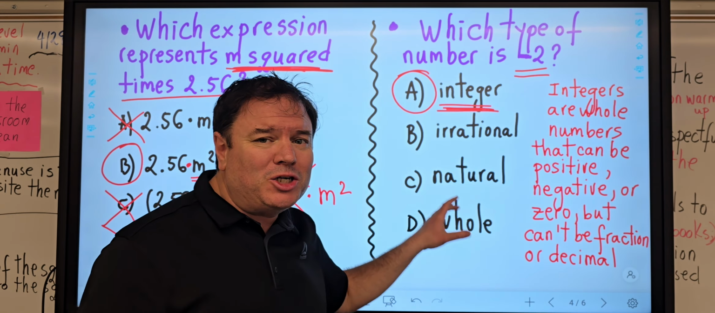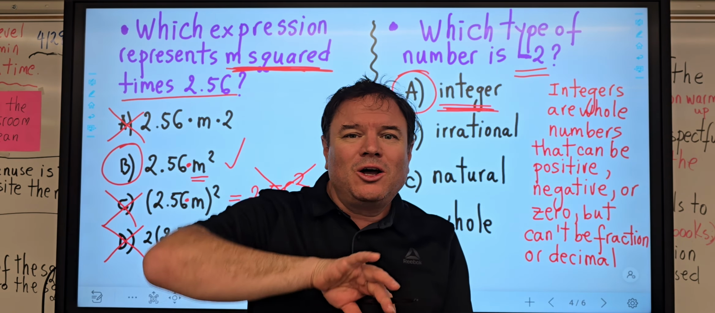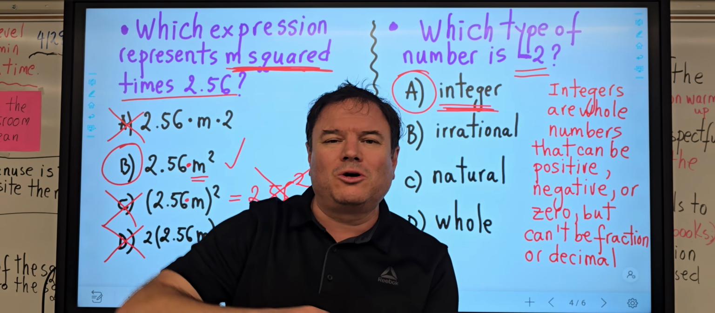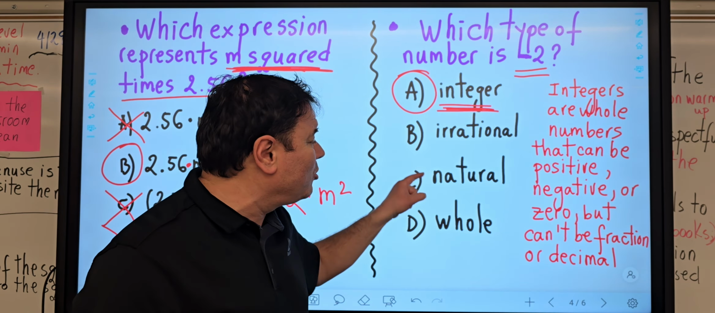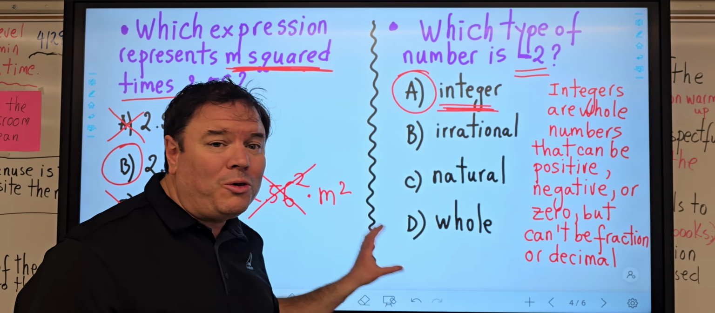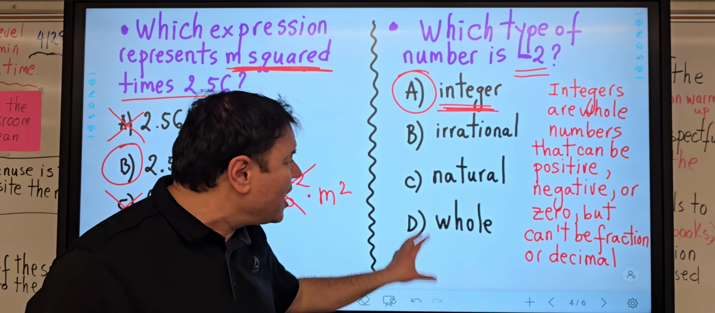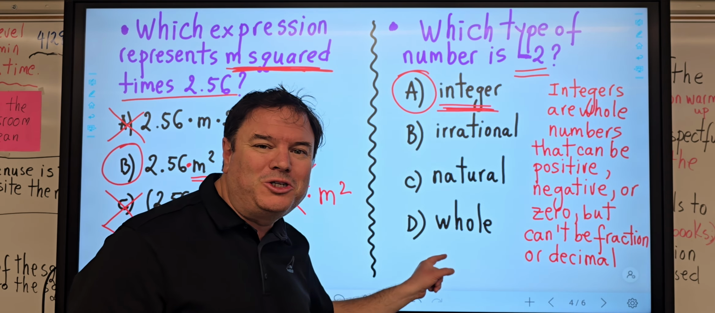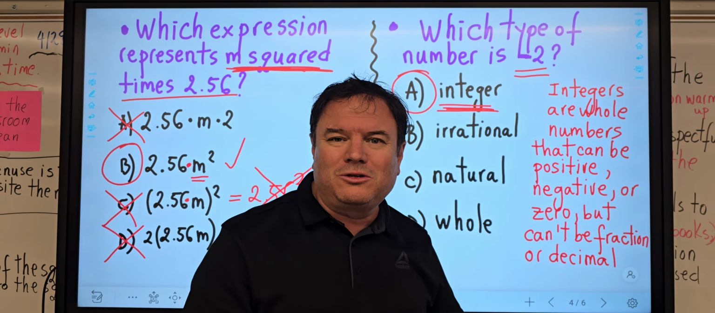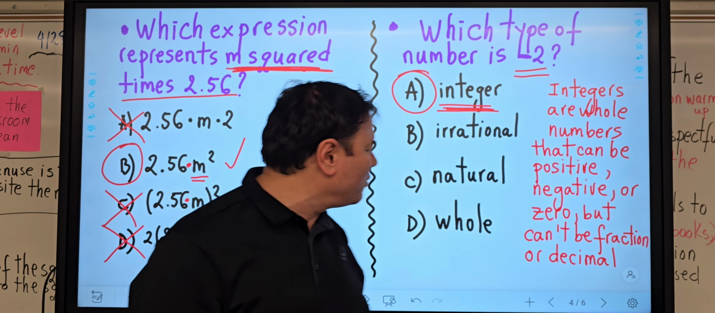And natural numbers are whole numbers only from 1 on. So 1, 2, 3, 4, and so forth. Those are natural numbers. And finally, the whole numbers. Whole numbers are natural numbers, but here we also include the 0. So 0, 1, 2, 3, 4, 5, and so forth.